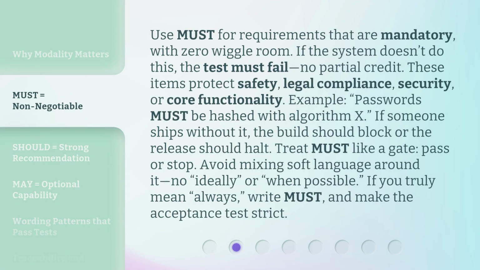Use must for requirements that are mandatory, with zero wiggle room. If the system doesn't do this, the test must fail. No partial credit. These items protect safety, legal compliance, security, or core functionality. Example: passwords must be hashed with algorithm X. If someone ships without it, the build should block or the release should halt.